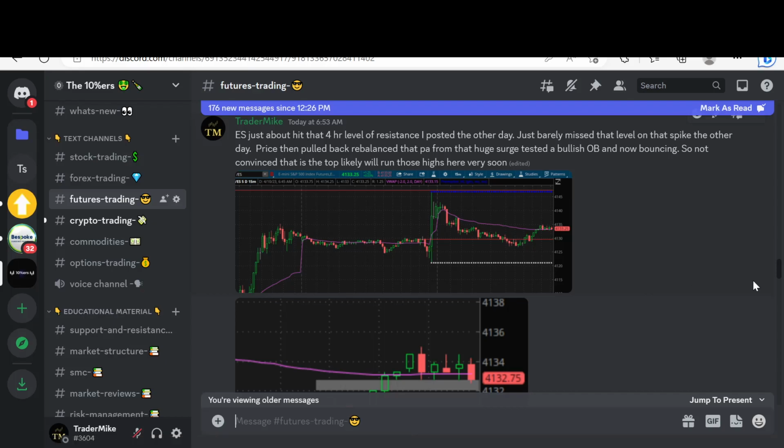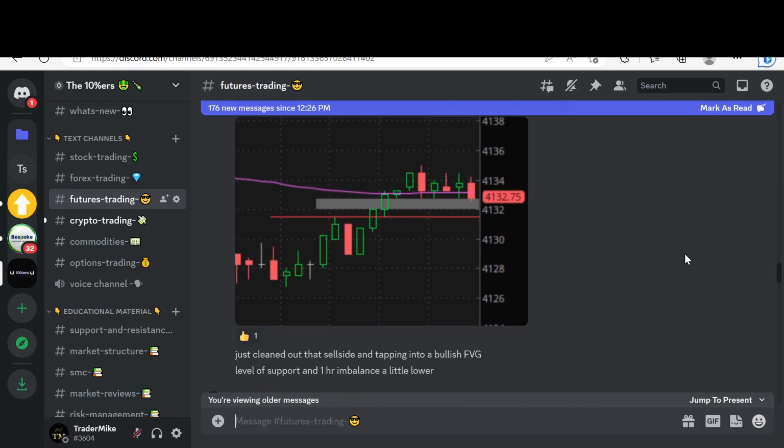Okay, for the reasons that I just said. It didn't even test that level. It just barely missed it. And we just rebalanced this price action right here. We did have this displacement right here, but I'm not convinced, because we also are testing that bullish order block. We also just rebalanced all that price action. I'm not convinced. It's not a very big displacement.